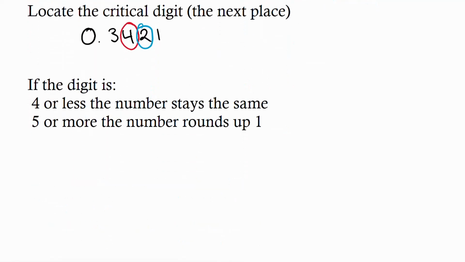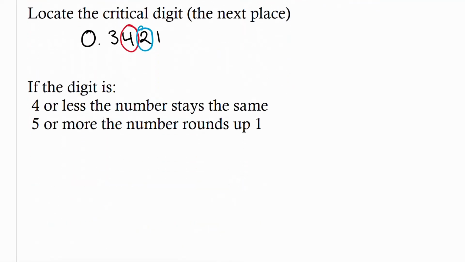Now, if the critical digit is 4 or less, the number will stay the same. The red circle will stay the same. If the blue circle is 5 or more, the number rounds up 1. In our case, because the blue circle is 2, which is 4 or less, our red circle is going to stay the same. So 0.34 will be our answer.